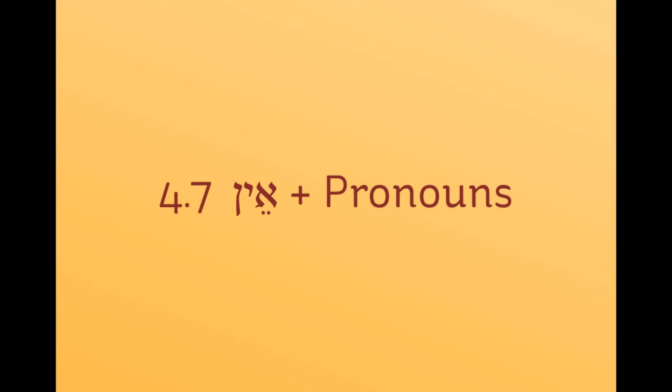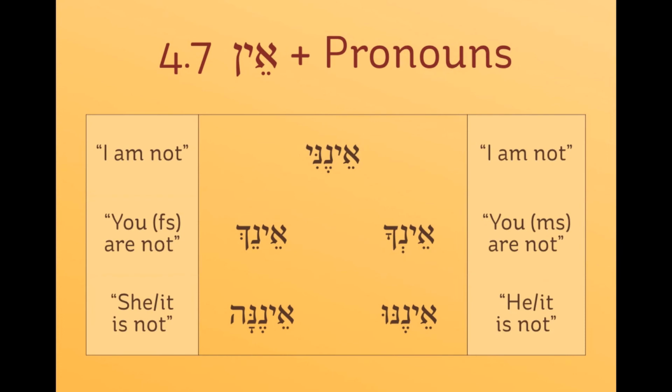Let's close by looking at how these attached pronouns attach to ein. Here's the chart. Now, whenever an attached pronoun connects to ein, its function is not as object, but actually as subject of that statement. So here, eineni is I am not. Eincha is you, a guy, are not. Einech, you, girl, are not. Einenu, he is not. And einena, she is not.